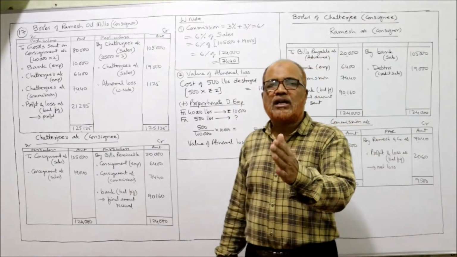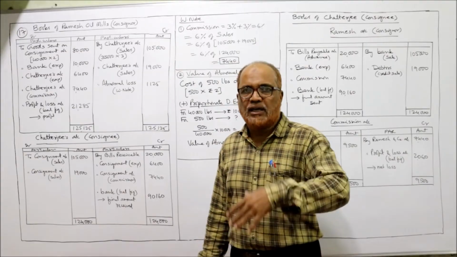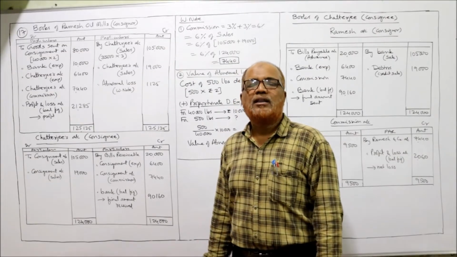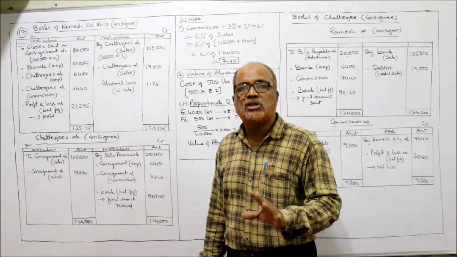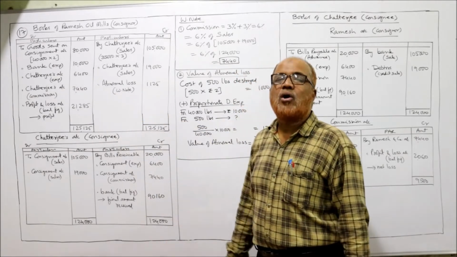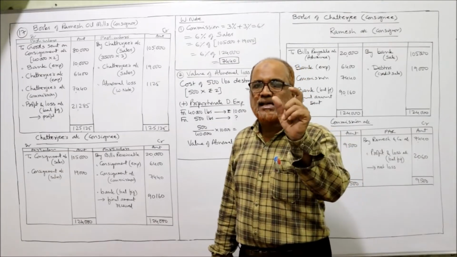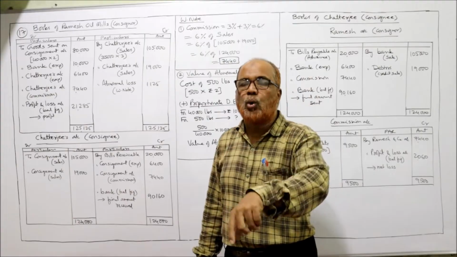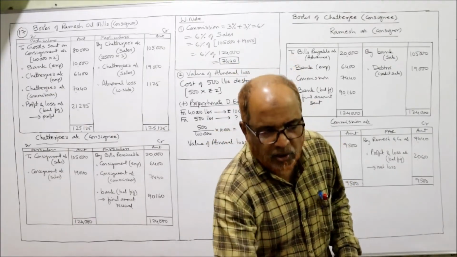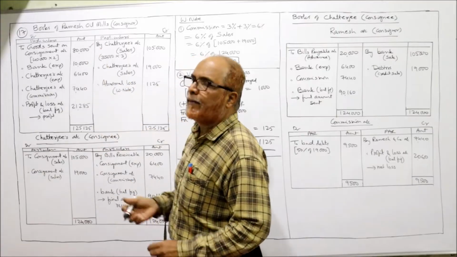First of all, 40,000 pounds of oil were given by the consignor to the consignee. The cost of each pound is 2 rupees. So 40,000 into 2, 80,000 is the cost of goods sent on consignment. So what is the entry? Consignment account debit to goods sent on consignment, 80,000.